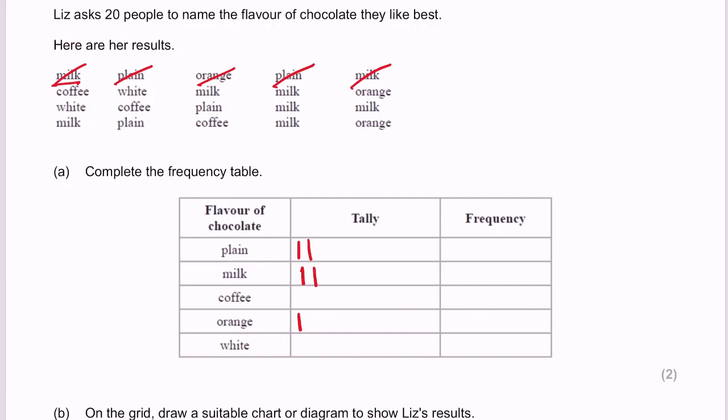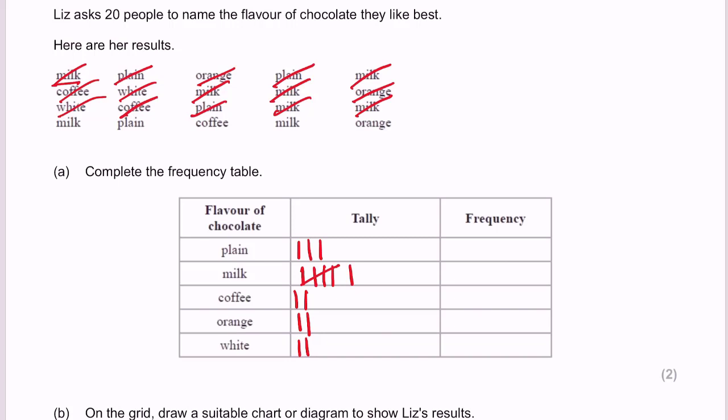Milk. Coffee. White. Milk. Milk. Orange. White. Coffee. Plain. Milk. On the fifth one, go across so it's easy to count in groups.